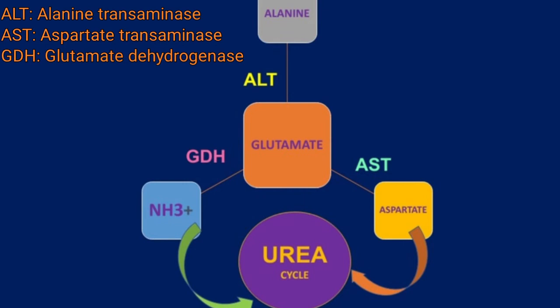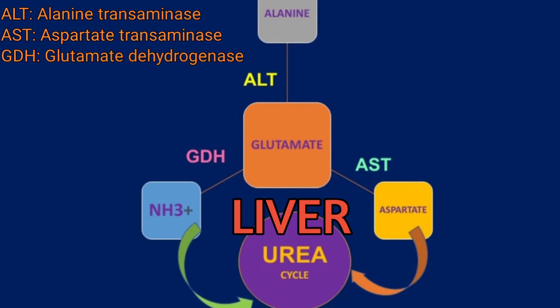Second important thing is going to be about where it occurs. Only in the liver. The urea cycle occurs only in the liver. Okay, I want you to really remember that for sure.